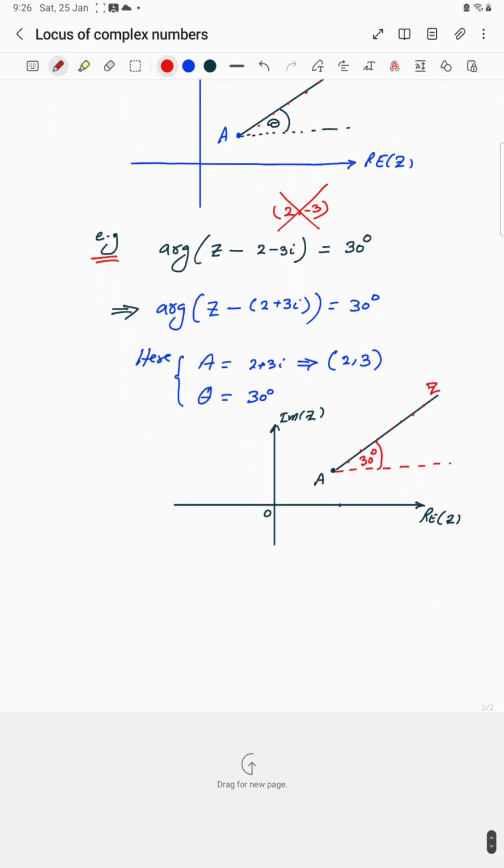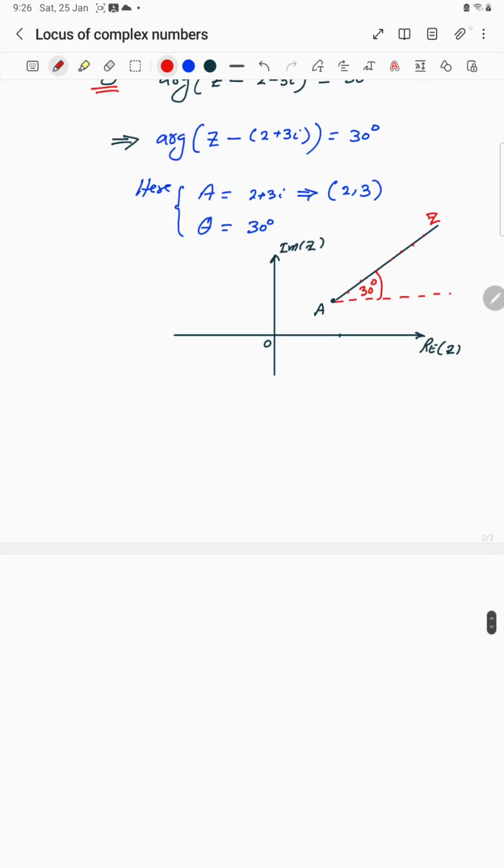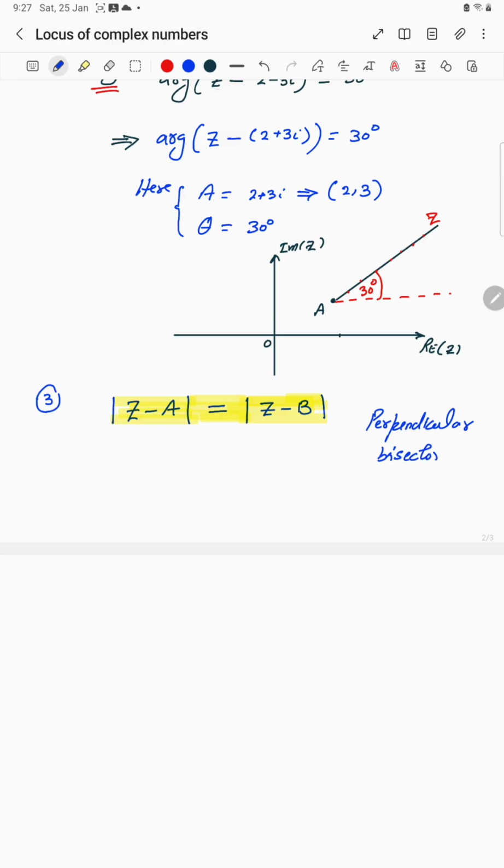This is the second kind of locus, and the third kind of locus can be represented like this: the distance of z from A is equal to, or less than or equal to, the distance of z from B. Whenever you have two complex moduli like this, equating each other or less than or equal to, then you are talking about the perpendicular bisector. This is the third kind of locus.